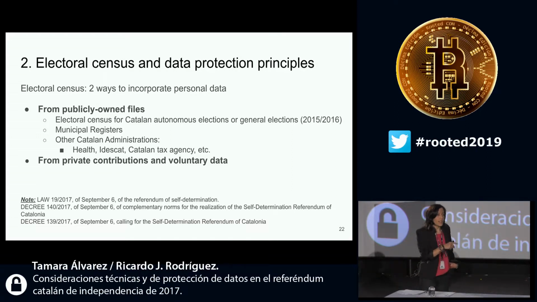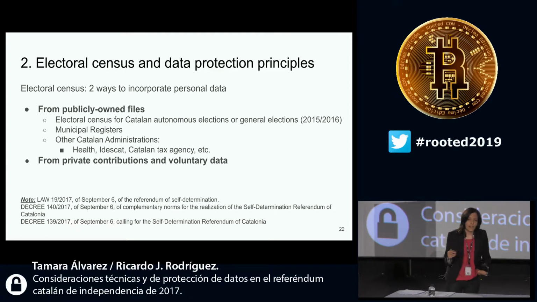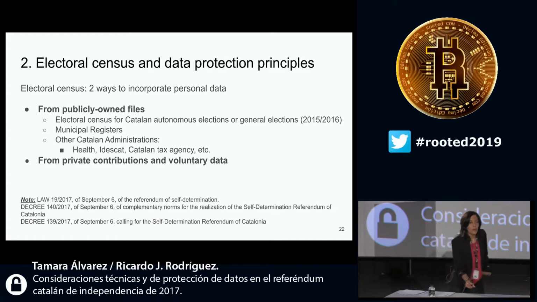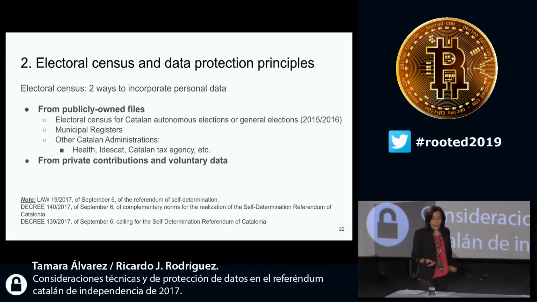Do you remember the law 19/2017? It already described that the electoral census was going to be dropped for Catalonia, and the Constitutional Court, in the Basque case, had said that it was not possible to have an autonomous census, because that is a state census and it belongs to the state. So if we go to that doctrine of the Constitutional Court, it could not be done. It was against the Constitution.